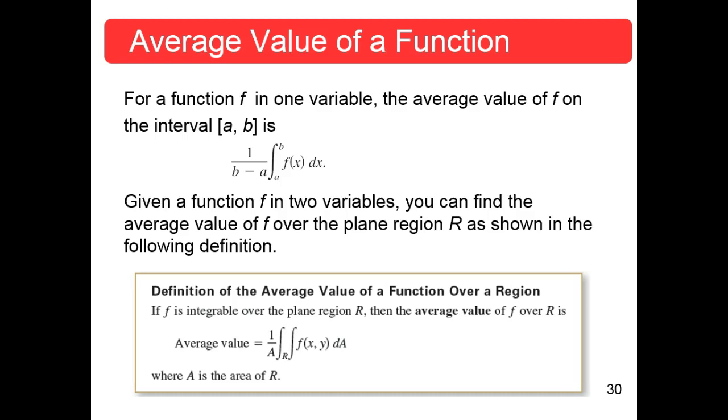Given a function of two variables, you can find the average value of f for the plane region R, shown by this definition. If f is integrable over the plane region R, so R is something on the plane down here, assume the xy plane, but it could be any plane, then the average value of f over R is 1 over the area, not 1 over the length, but 1 over the area, times the volume.